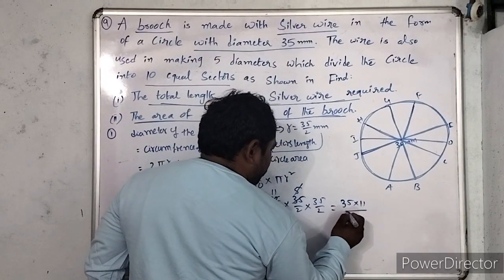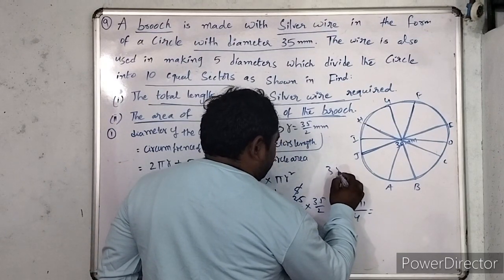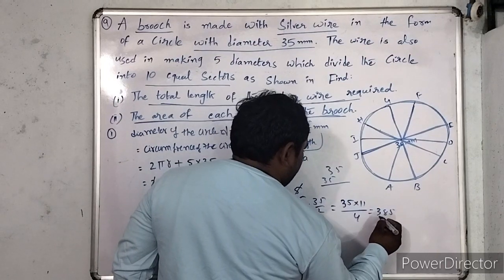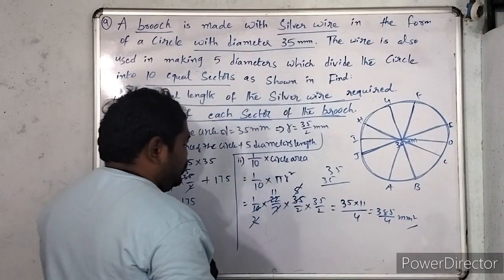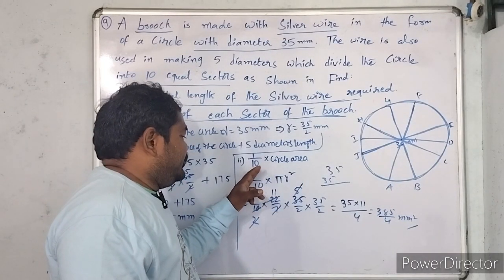35 into 11, divided by 2 twos are 4. Which means 35 elevens are 385. So 385 by 4 millimeter square is the area of each sector. Why? Because we divided by 10 here.